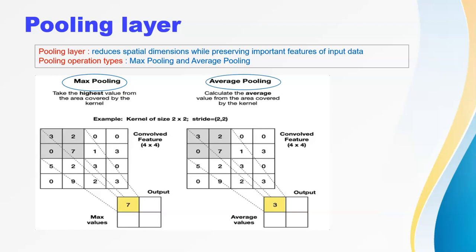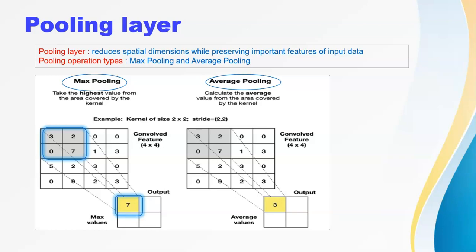Consider a 2D array representing a feature map, which is the output from a convolutional layer, and assume a stride value of 2, 2. Here is how the max pooling operation works. Place a 2 cross 2 pooling window at the top left corner of the input feature map. Take the maximum value from the pooling window. In this case, for the first window, the maximum value is 7. So, 7 is placed in the output.